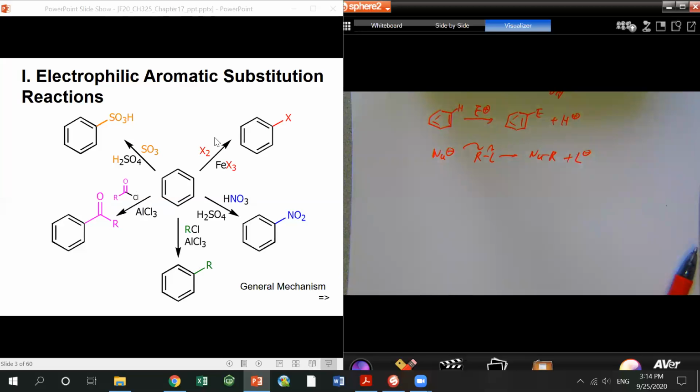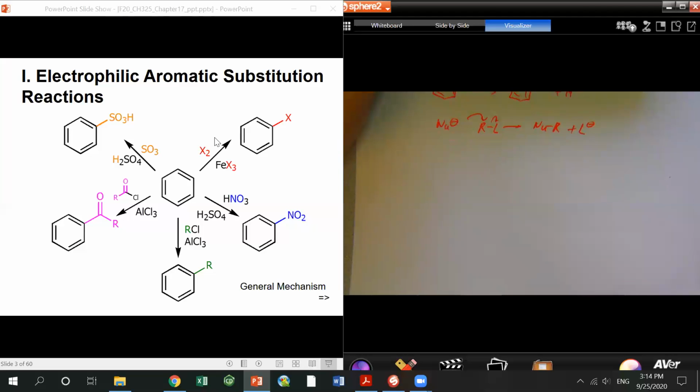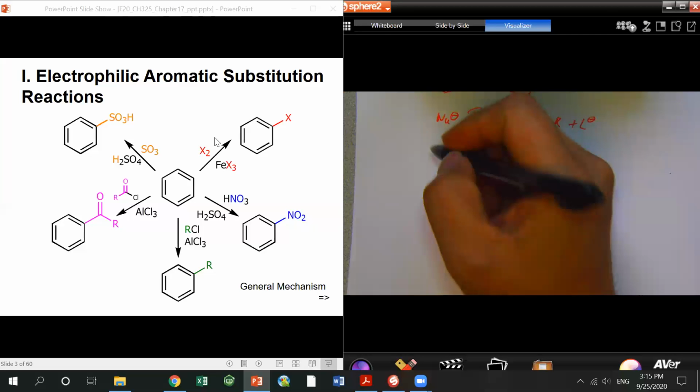For these 5 reactions there's one general mechanism. If you learn the general mechanism, it's pretty easy to memorize the mechanisms of all these 5 reactions.